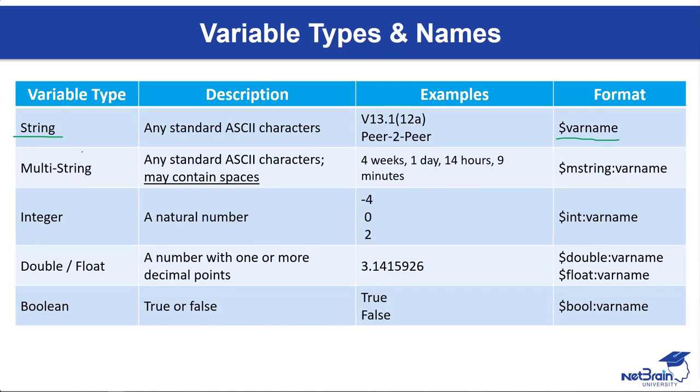So there's simple strings and then there's multi-strings. A multi-string may contain spaces, a simple string may not. So to make it a multi-string, it's mstring: and then the variable name. So which one we use will basically depend on what it is that we want to do. We're determining the behavior that the parser is going to engage in. So use whatever's appropriate.